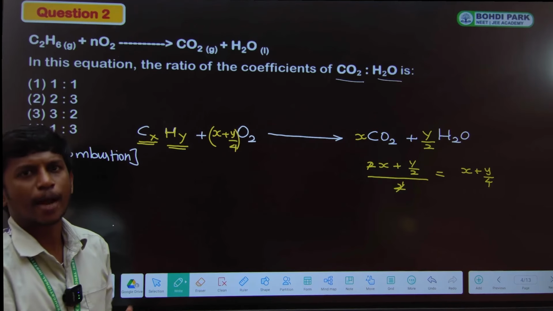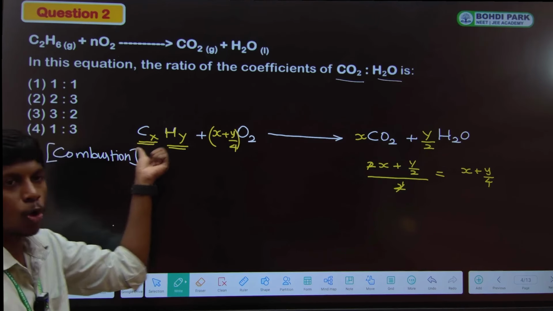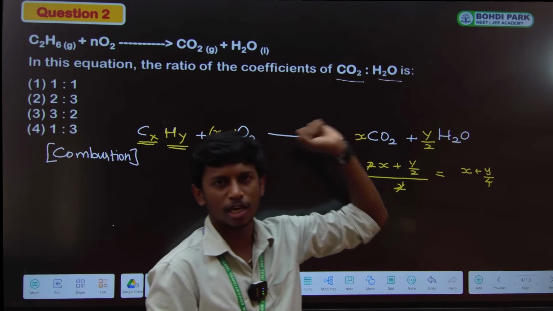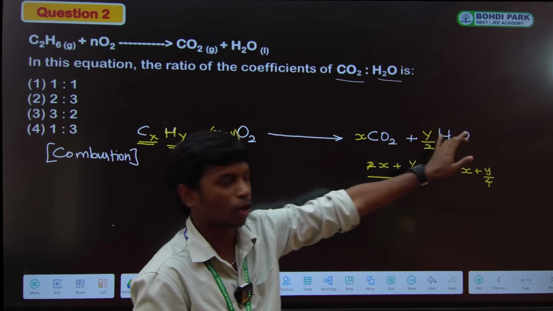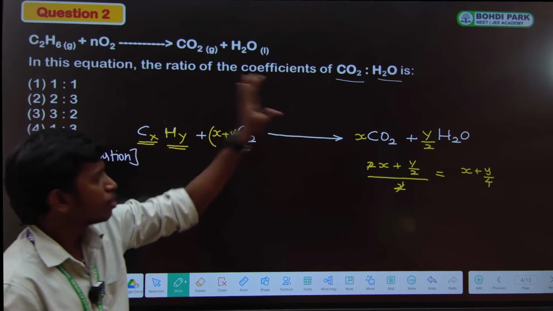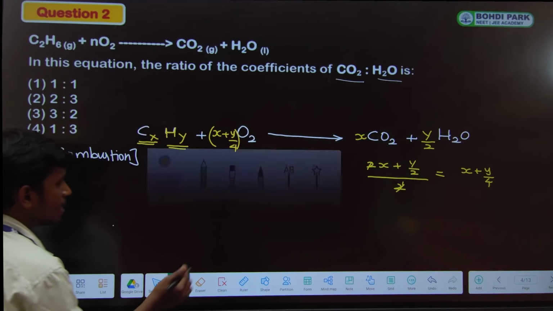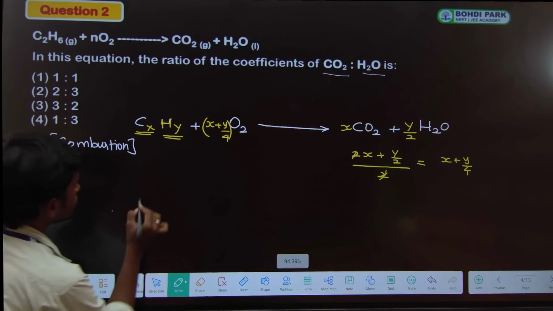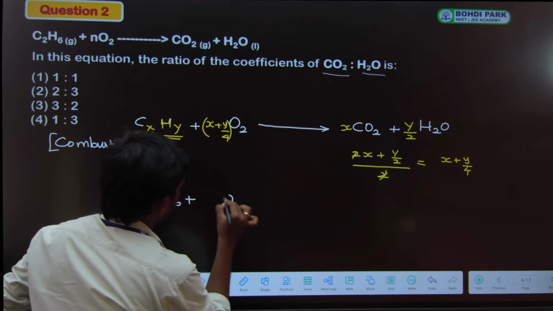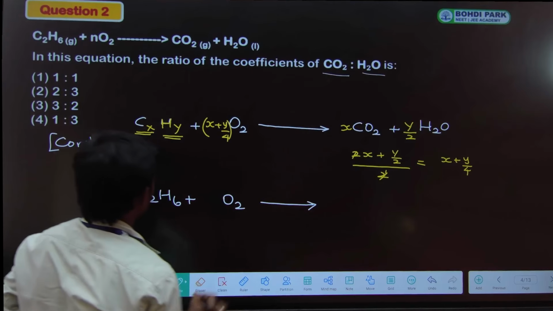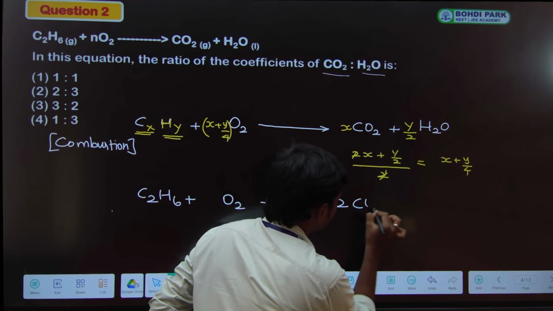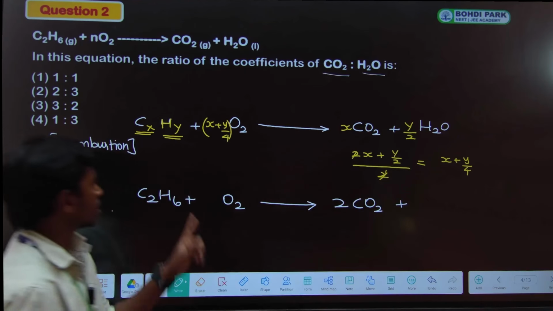எப்போ ஒரு ஹைட்ரோகார்பன் கம்பஷன் ஆனாலும் எவ்வளவு கார்பன் இருக்கோ அதுக்கு ஈக்குவல் அமௌண்ட் ஆஃப் கார்பன் டை ஆக்சைடு ப்ரொடியூஸ் ஆகும். எவ்வளவு ஹைட்ரஜன் இருக்கோ அதுல பாதி H2O ப்ரொடியூஸ் ஆகும். தென் இது ரெண்டையும் ஆட் பண்ணி 2 ஆல் டிவைட் பண்ணா எவ்வளவு வேல்யூ வருமோ அவ்வளவு ஆக்சிஜன் தேவைப்படும். So you are going to apply the same in this case also. So C2H6 plus O2 gives எத்தனை கார்பன் இருக்கு? There are 2 carbon. So you will get 2 carbon dioxide plus எத்தனை ஹைட்ரஜன்ஸ் இருக்கு?